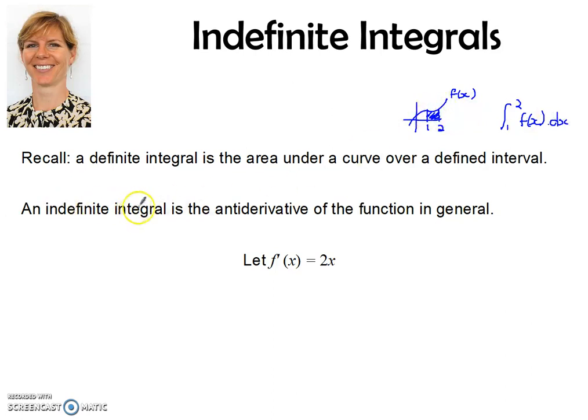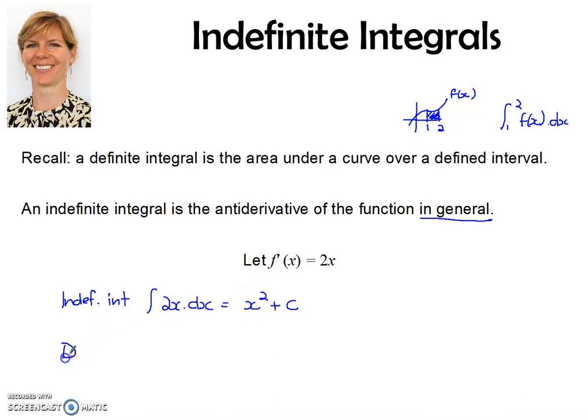An indefinite integral is just the antiderivative of the function in general. This idea of in general means it's over the whole domain of the function, and we may or may not be able to determine what the constant is. For example, if f prime x is 2x, then the indefinite integral, where we integrate 2x dx, becomes x squared plus c. This is our constant that we can find if we are given a point on this curve.